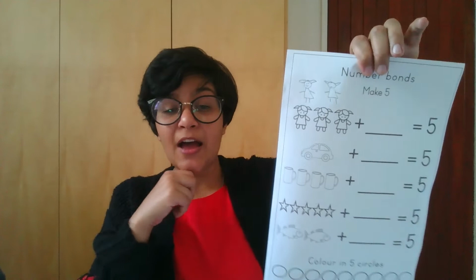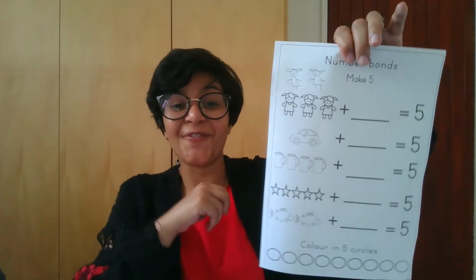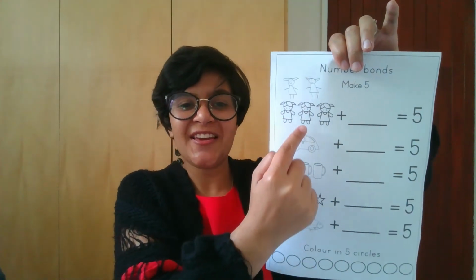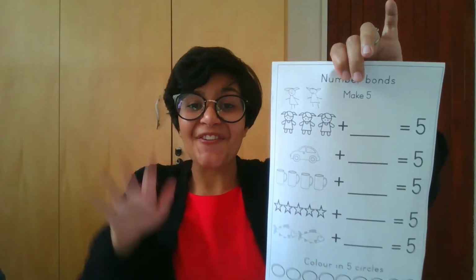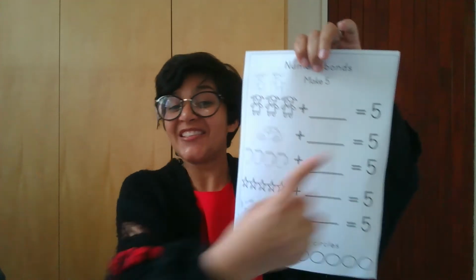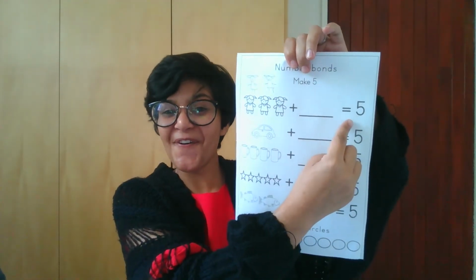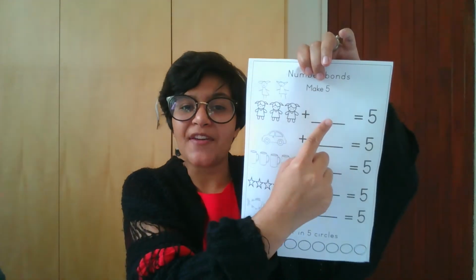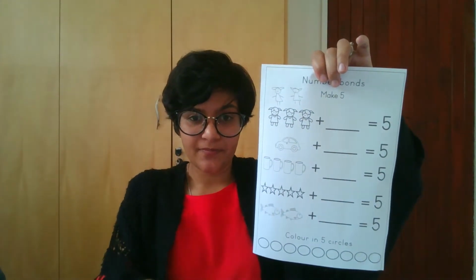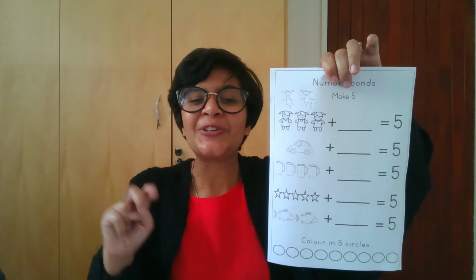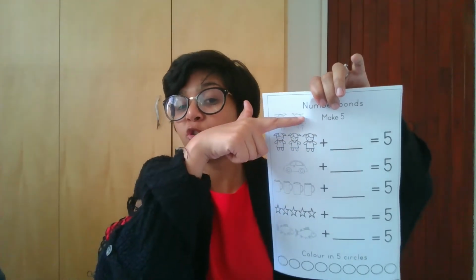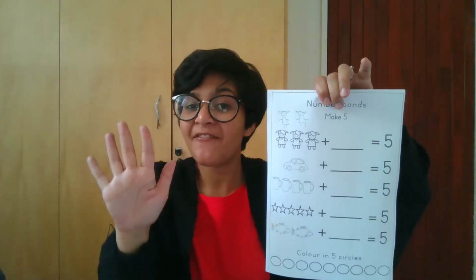Okay, so now I drew 2 dolls. Let's count. How many dolls do I have all together? 1, 2, 3, 4, 5. Now I have 5 dolls. Is that the number I'm looking for? Awesome. So what number do I write over here? 2. Good. Because I had 3 and I needed 2 more to make 5.